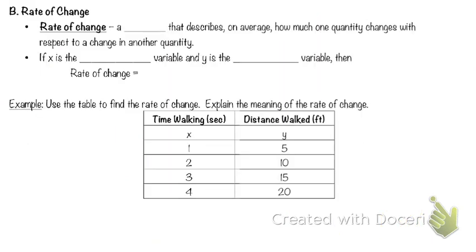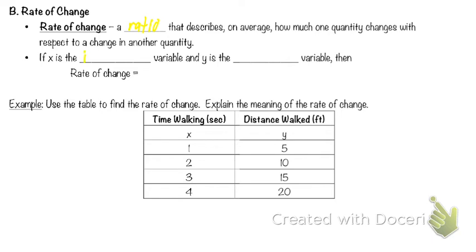I don't know. So, rate of change, okay? Slope is this idea of rate of change. So, rate of change is a ratio that describes, on average, how much one quantity changes with respect to another quantity. So it's how much one thing compares to another changes.